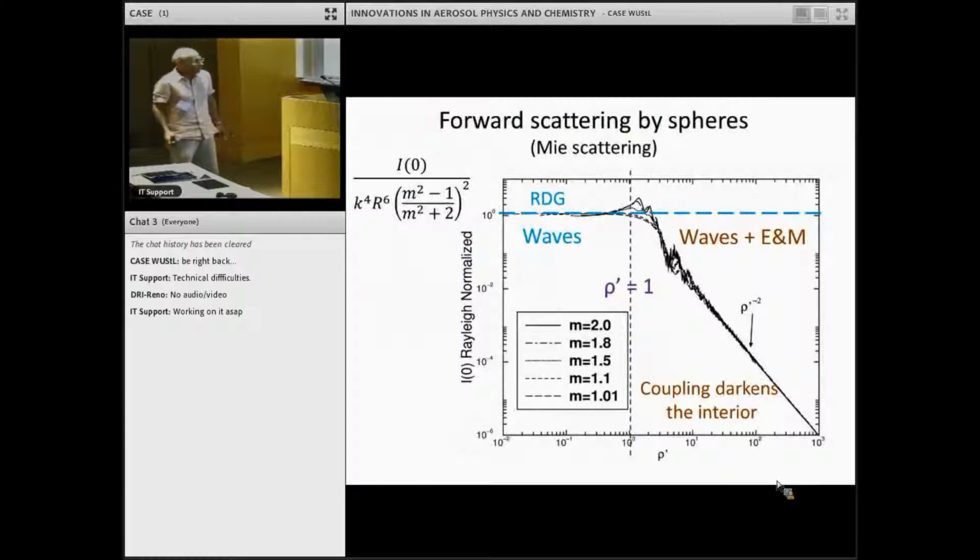Now, this is complex, so let me lead you through it. This is the forward scattering, only the forward scattering. At zero angle, remember there was a region of forward scattering lobe. And what we've done here is we've divided it by how much a particle of the same size would scatter if we assumed it was a Rayleigh particle. In other words, no internal coupling. It's another way to say it. So here's rho prime down here.